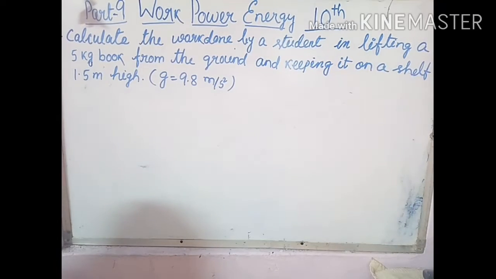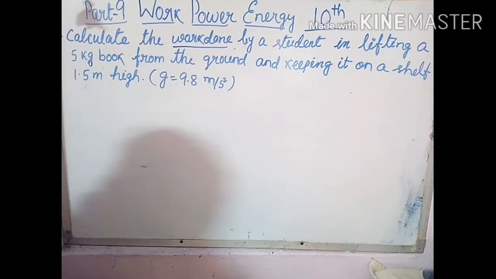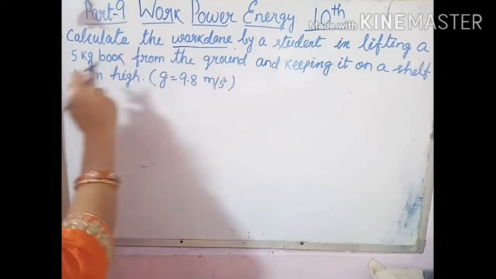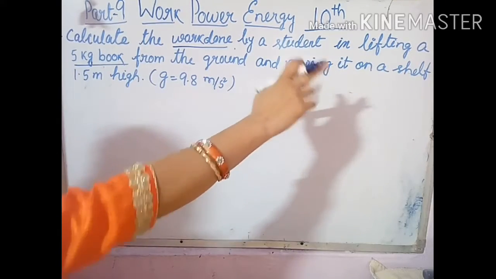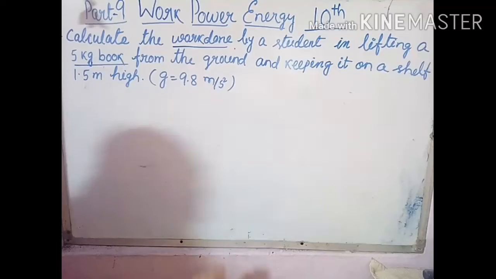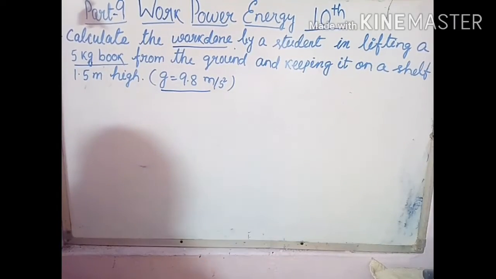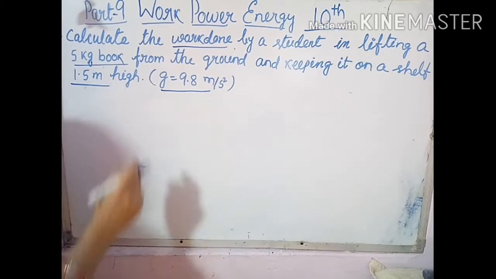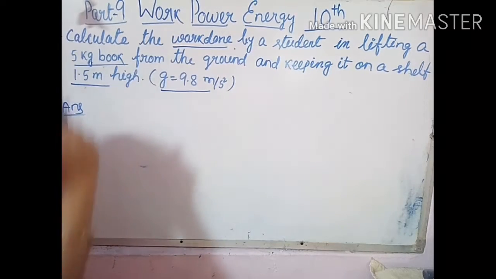Children, here you can see that I have written one question: calculate the work done by a student in lifting a 5 kg book. Lifting of 5 kg is the important thing in your question, from the ground and keeping it on a shelf. From the ground she is lifting, means acceleration due to gravity is working. And the height she is lifting is 1.5 meter. So these are the important things you need to calculate the work done.